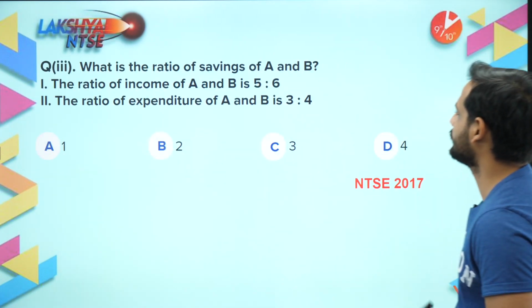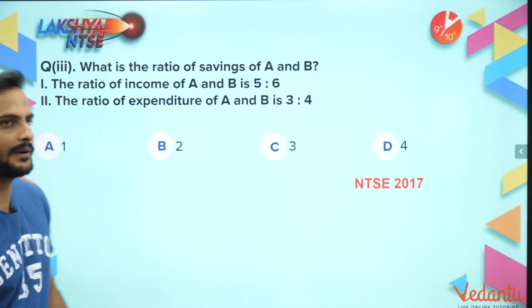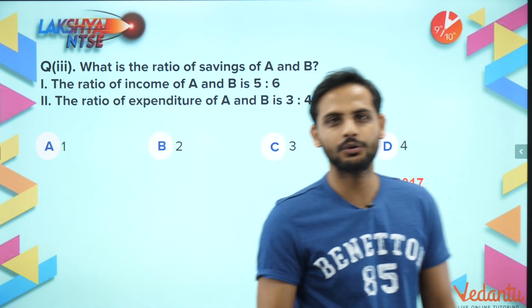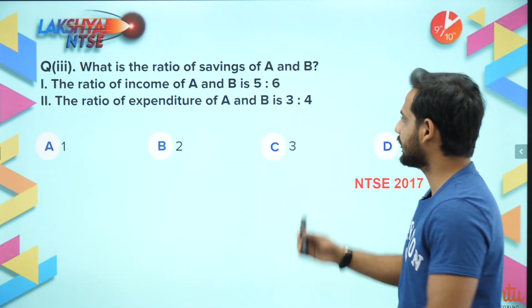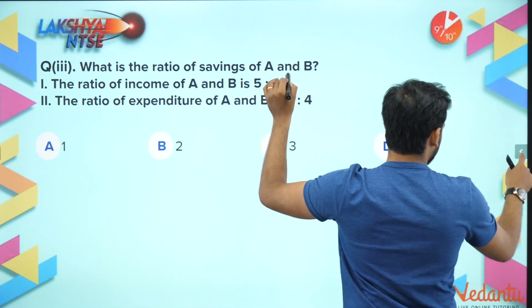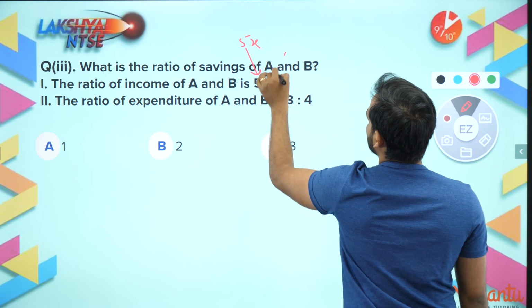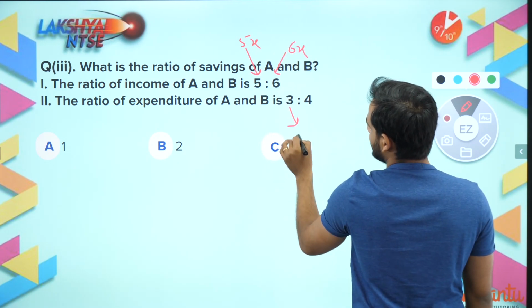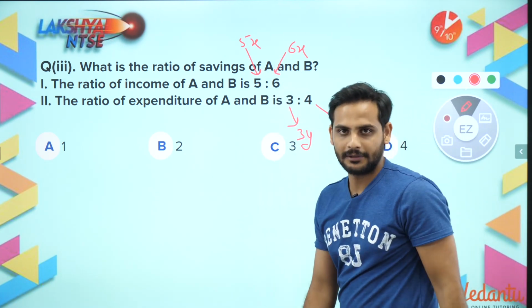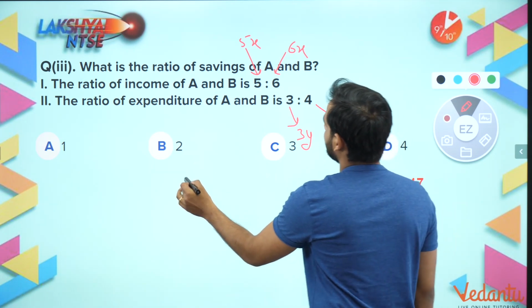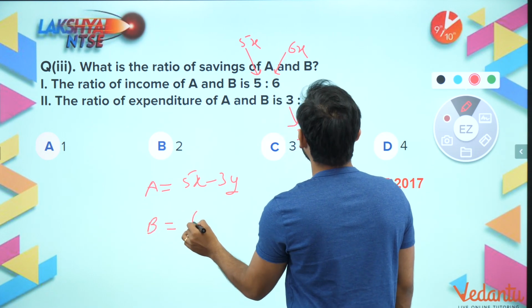Okay. What is the ratio of savings of A and B? The ratio of income of A and B is 5:6 and the ratio of expenditure of A and B is 3:4. Now, bacho, tell me one thing. Saving is income minus expenditure. The income of A is 5x, income of B is 6x. Expenditure of A is 3y, expenditure of B is 4y, because you cannot use the same multiple. So saving of A will become 5x minus 3y and saving of B will become 6x minus 4y.